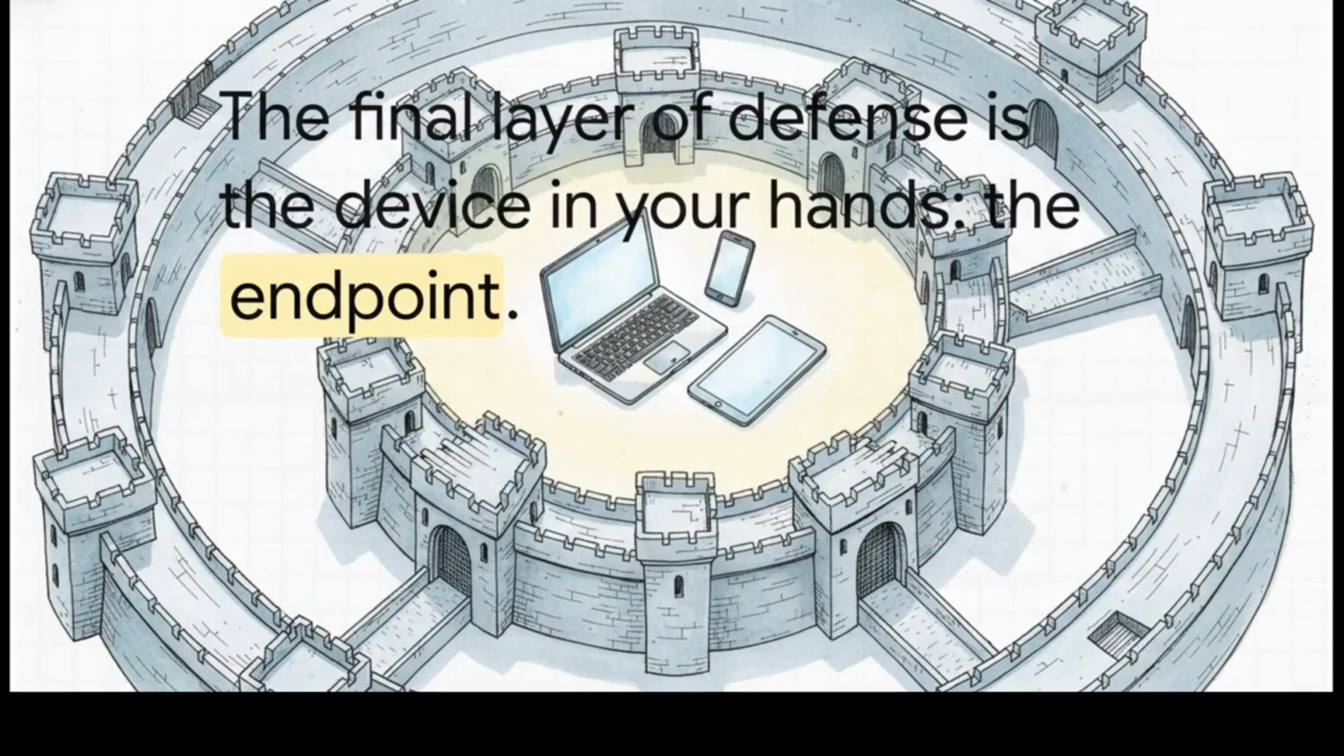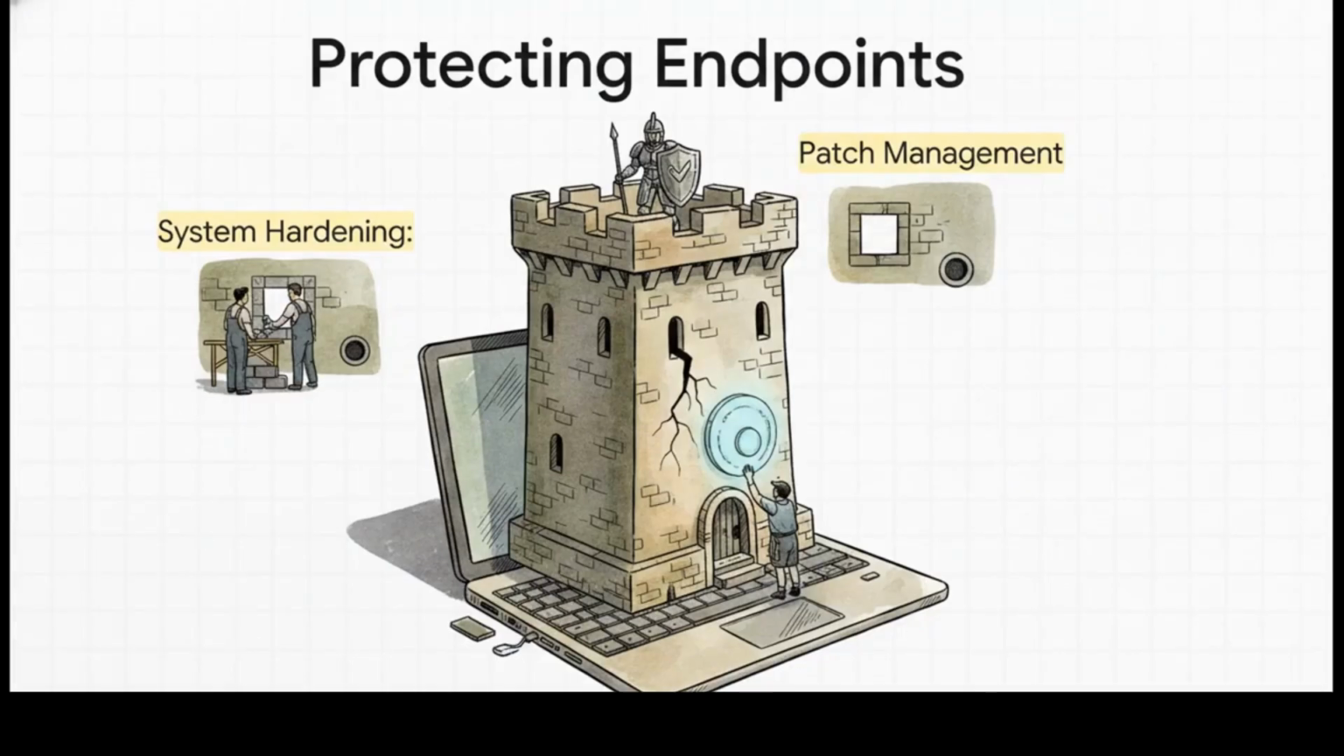Now, all those network defenses are absolutely critical, but often the weakest link is the final layer, the actual device in your hands, your laptop, your phone. In security terms, we call that the endpoint, and it needs its own dedicated set of armor. And protecting that endpoint really comes down to just good, regular maintenance.